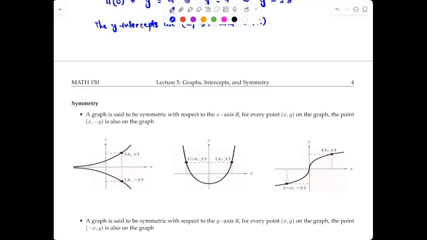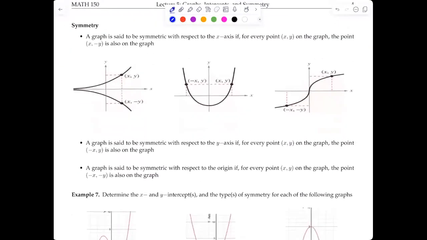A graph is said to be symmetric with respect to the x-axis if for any point (x, y) on the graph, the point (x, -y) is also on the graph, right? So y is positive on the positive part, now we reflect that to the negative part. Therefore, the graph is symmetrical with respect to the x-axis. That's the first image that we see.